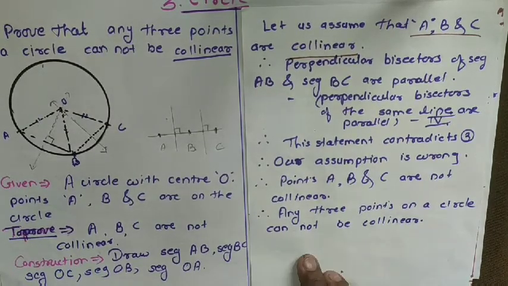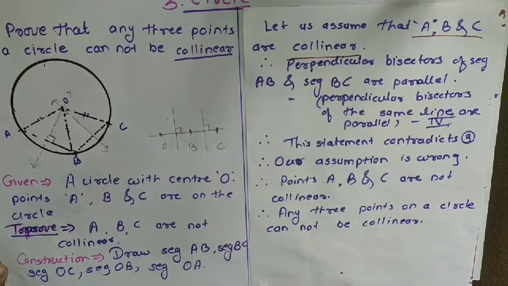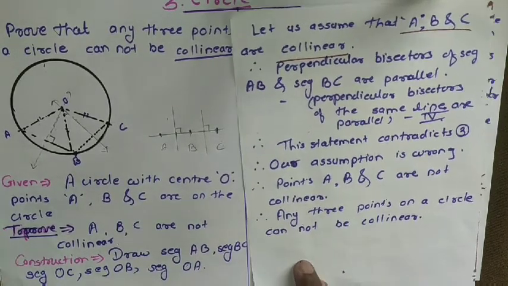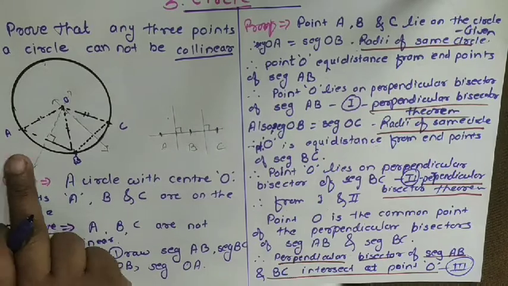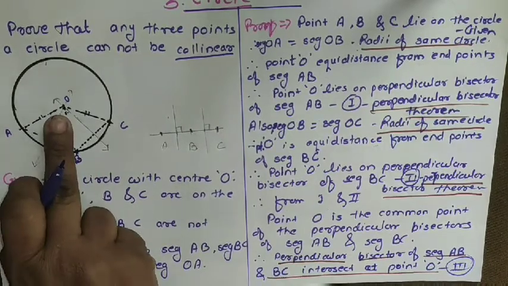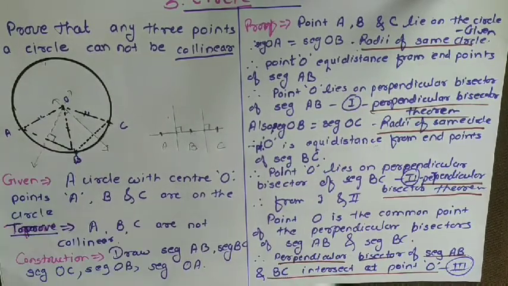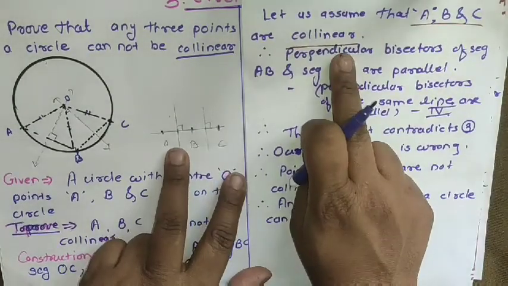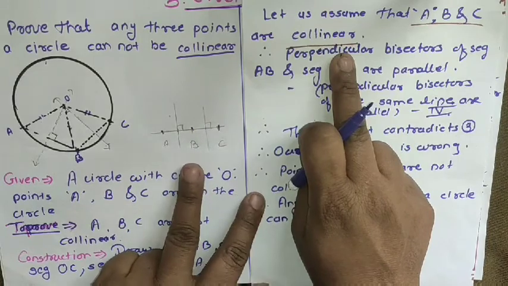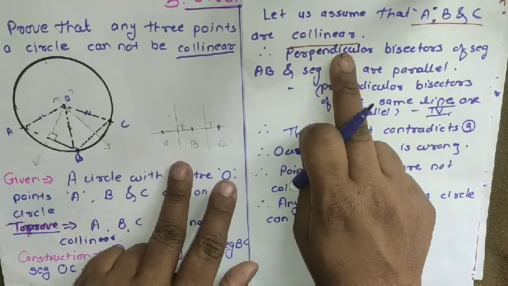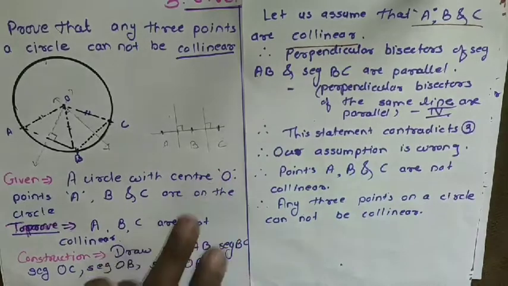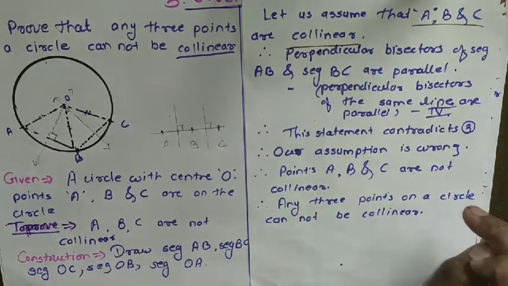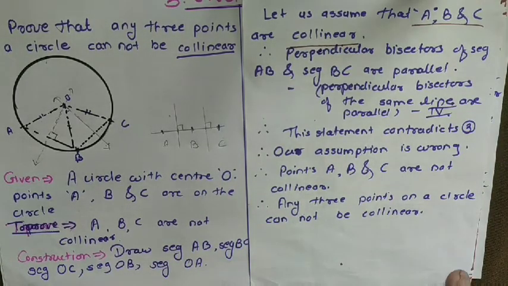Understood all of you? What we have to show here? First of all, we have to show that the perpendicular bisectors of AB and BC intersect each other at point O. Then we have to assume that these 3 points are collinear. Then their perpendicular bisectors are parallel to each other. Statements 4 and 3 contradict each other, and that's why our assumption that ABC is collinear is wrong.